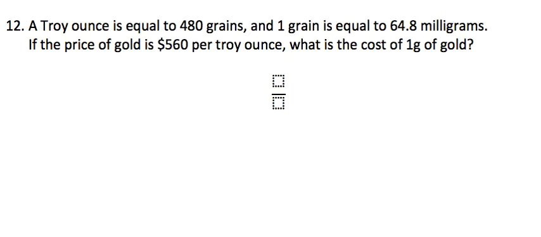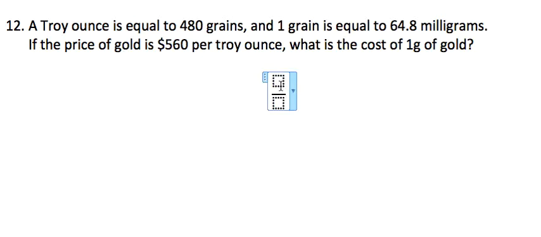A troy ounce is equal to 480 grains, and 1 grain is equal to 64.8 milligrams. If the price of gold is $560 per troy ounce, what is the cost of 1 gram of gold? Okay, the price is $560 per troy ounce. According to this, by the way, it's a lot higher. But what is the cost is what I'm seeing. This is the question. What is the cost? So I know I'm going to be in dollars when I'm all said and done with this. So way over there, I should be in dollars, right?